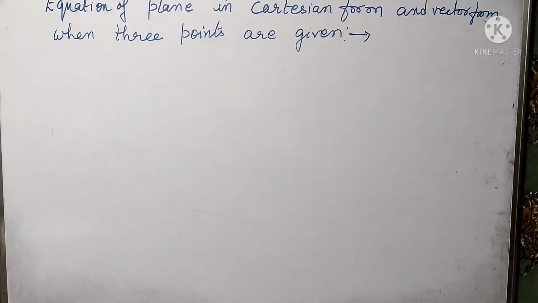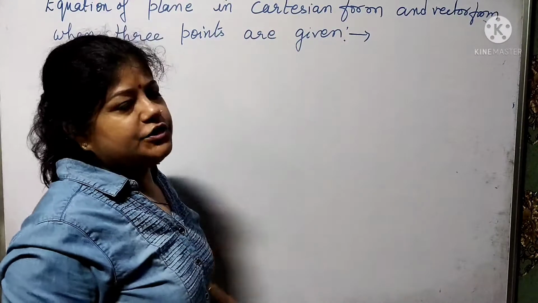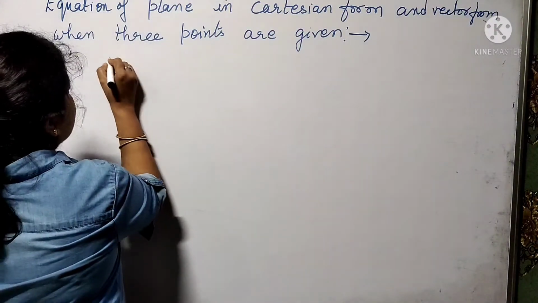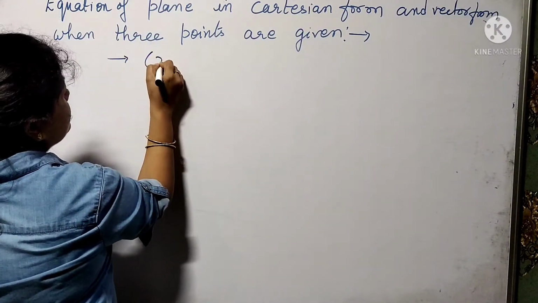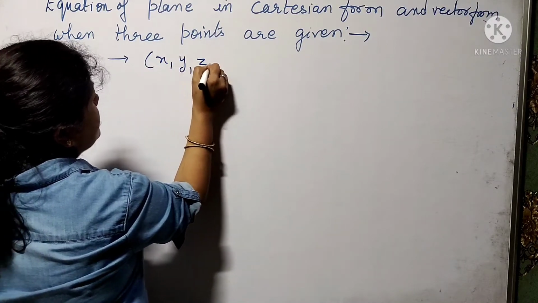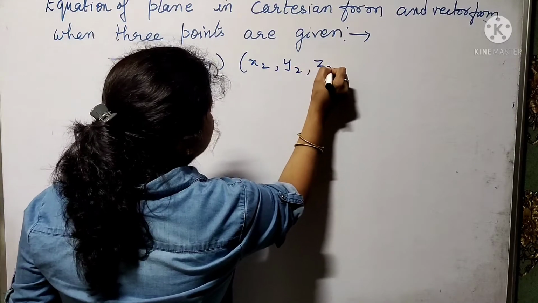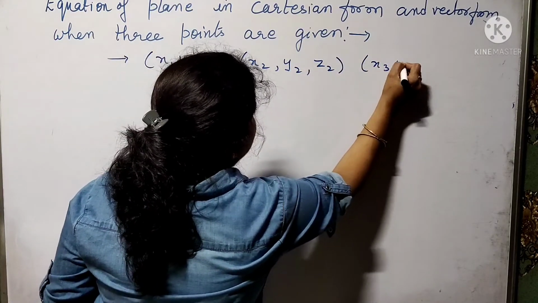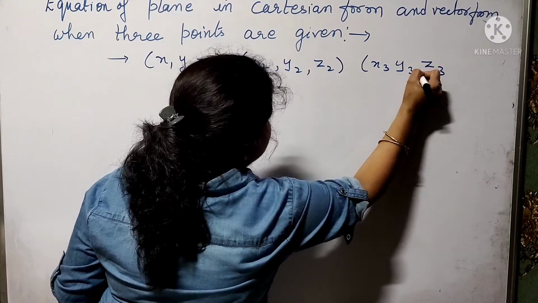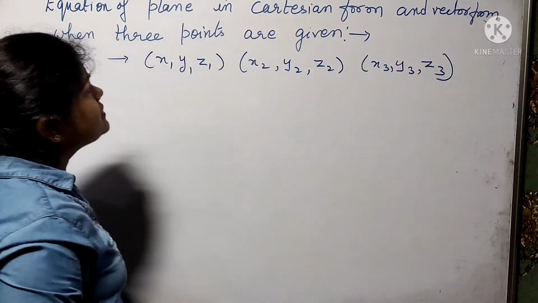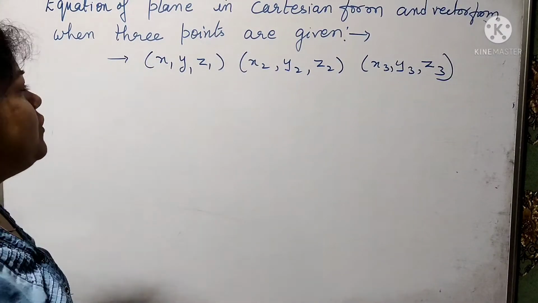Now the equation of a plane in the Cartesian form and in the vector form, when 3 points are given to us. Firstly, what is the equation of plane in the Cartesian form? For example, 3 points which are given as x1, y1, z1, x2, y2, z2 and x3, y3 and z3. These 3 points are given to us and we have to find the equation of plane.